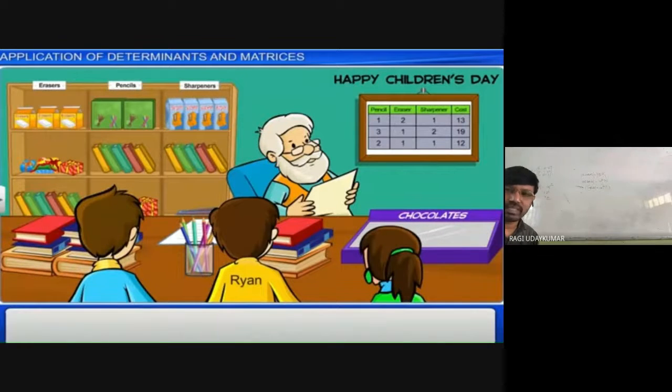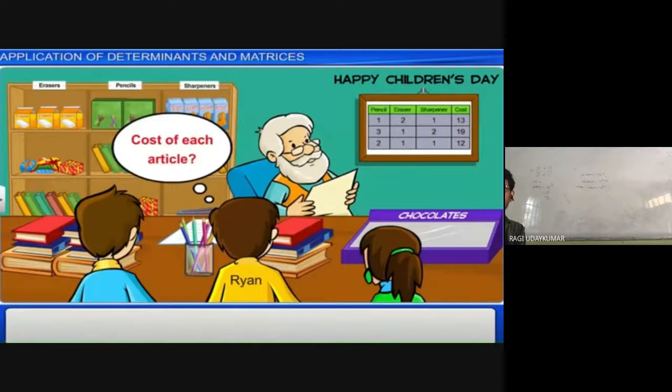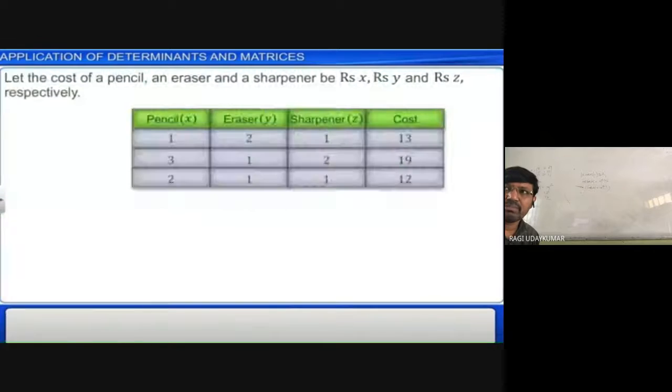Now, how do you find out in that situation? You have to consider the cost of each article. So it was asked by one shopkeeper to other students. Like this, you can apply this concept into your daily life. Matrices can be applied here.